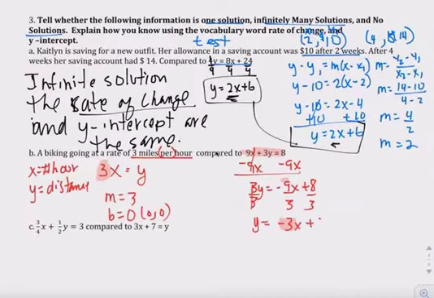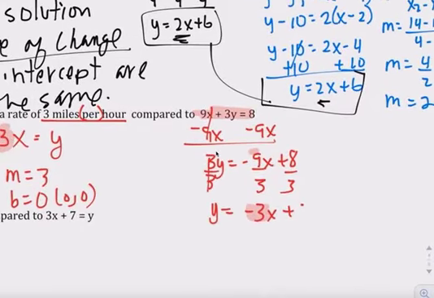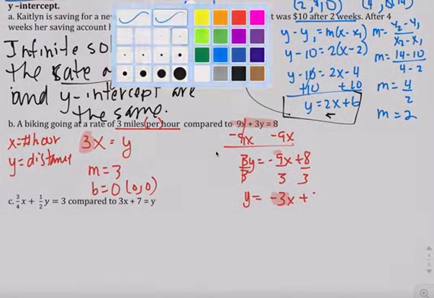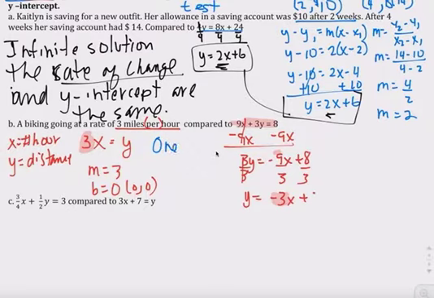All it's asking is whether it's going to be infinite, one solution, or no solution. Do they want exact points? It's going to be one solution because the slopes are different. 3 and negative 3 are different. One solution because slopes are different.